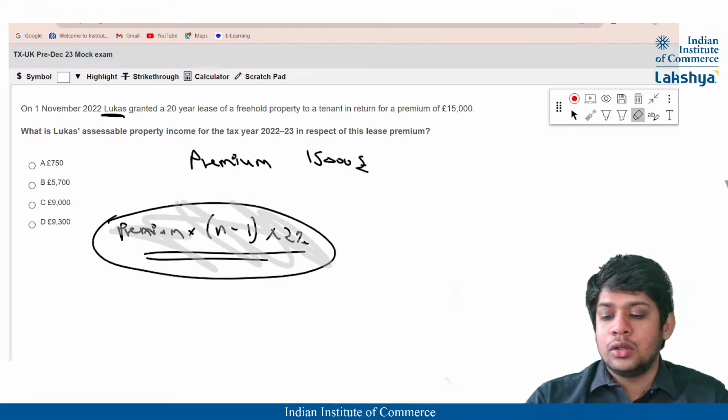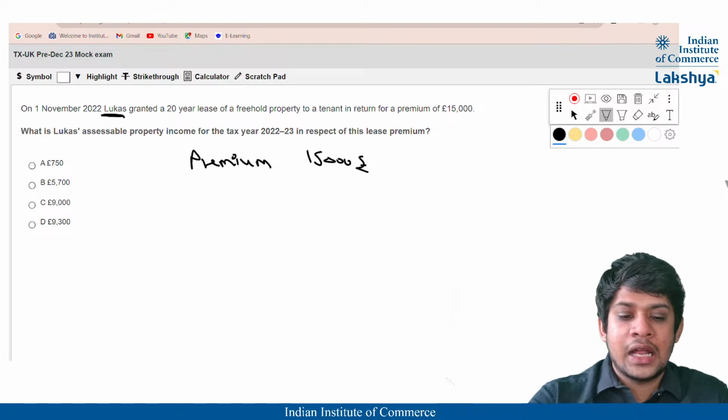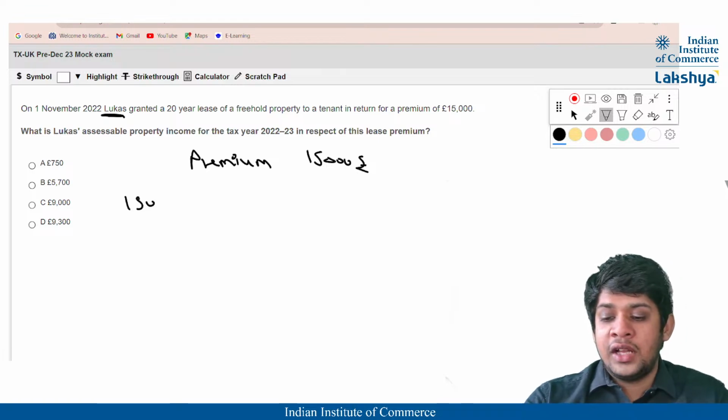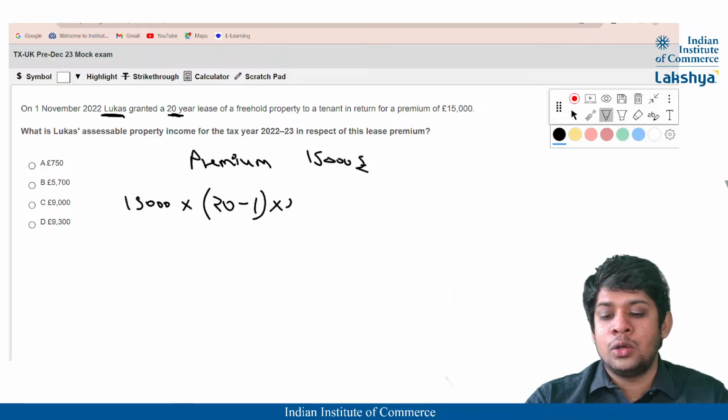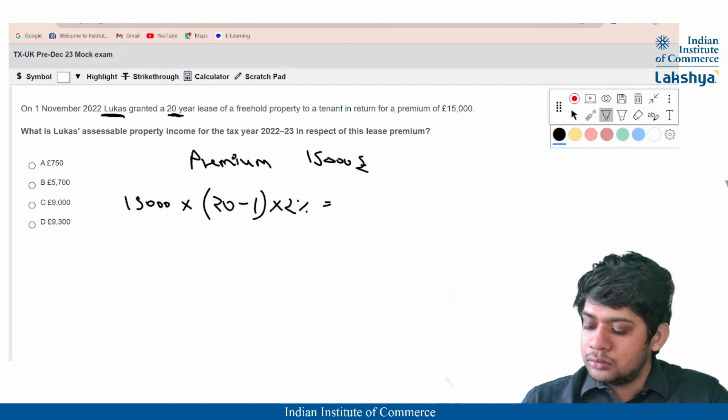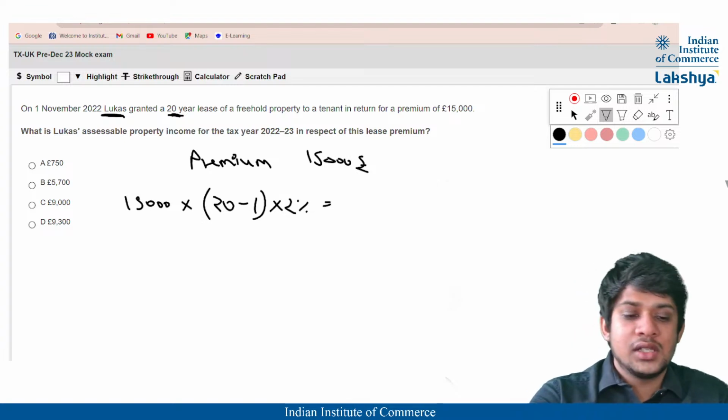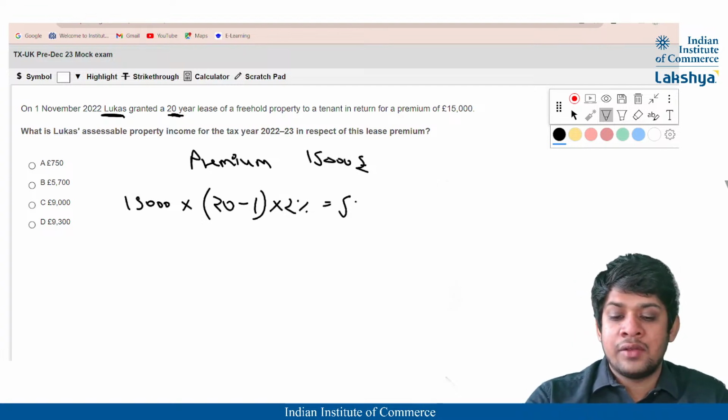So our calculation will thus be 15,000 pounds into (n is 20 years). N is nothing but the period of lease term. 20 years minus 1 into 2%. That will give us a value of 5,700 pounds. So this can be claimed as an allowable deduction.